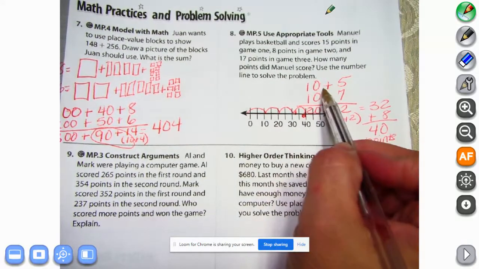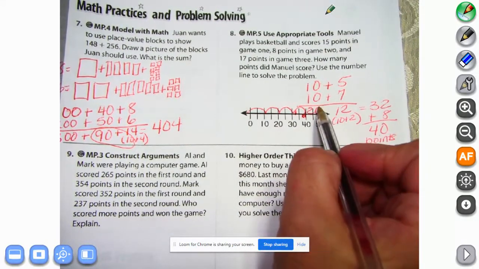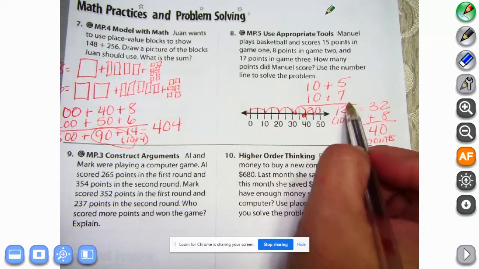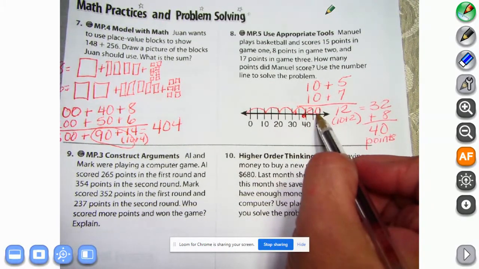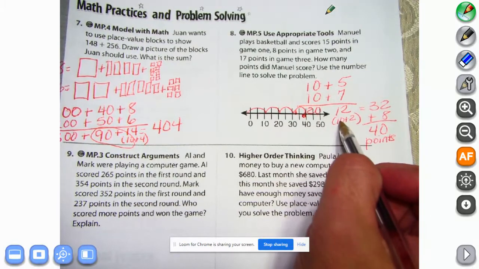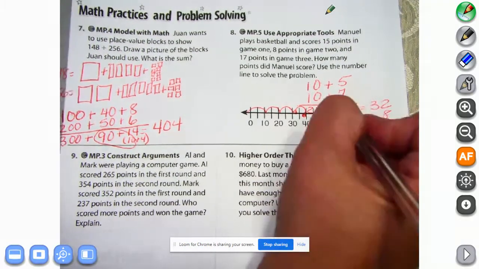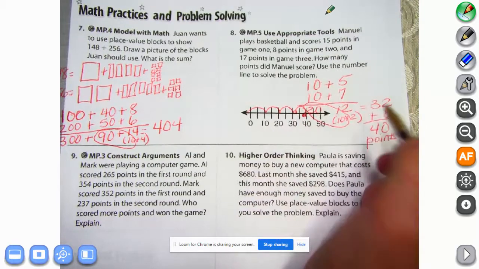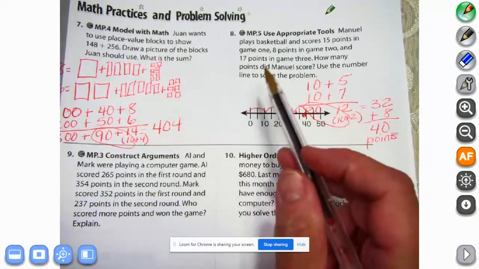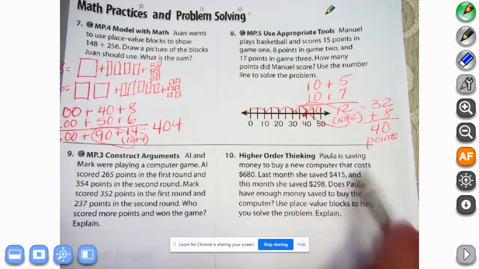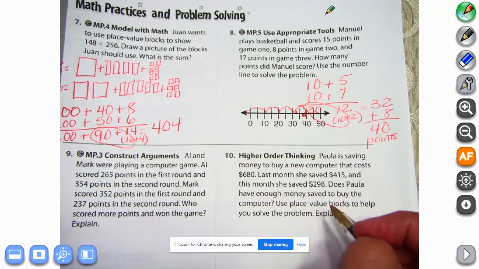We took the 15 and we broke it up into a 10 and a 5, and the 17 and broke it up into a 10 plus a 7, and added our tens column, and we had another 10 over here, so we put that together with the 20, so we could get 30, and then your 2, and then we had 8 more points to add in, so we added the 8 points.